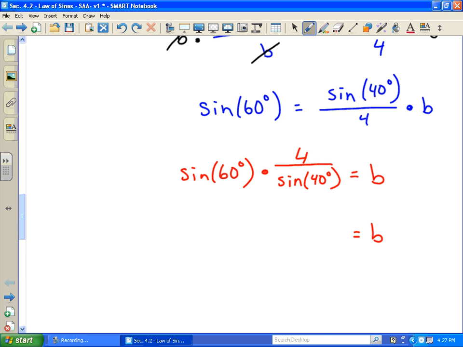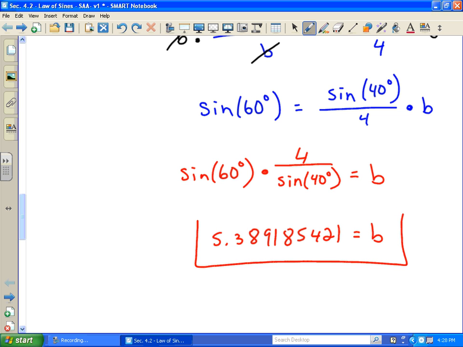Doing that, in this particular situation I believe I will end up getting 5.38918541 as the length of side b.